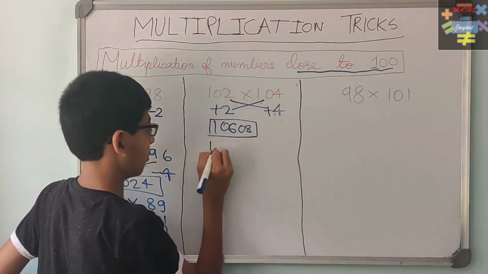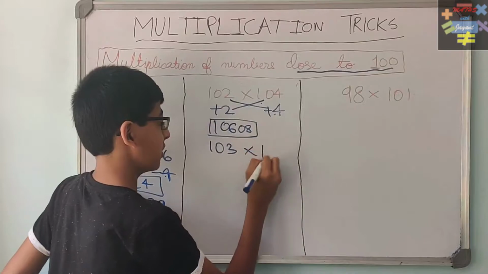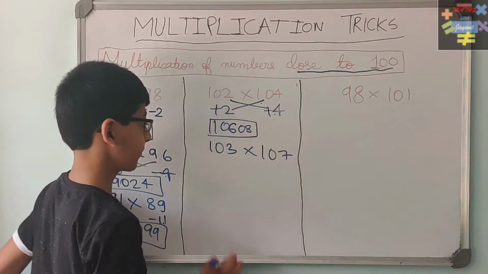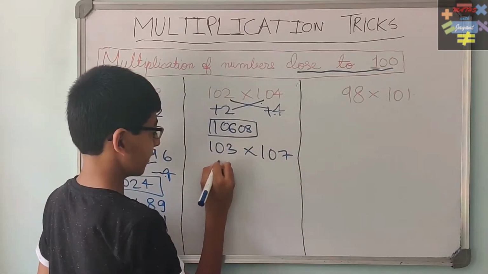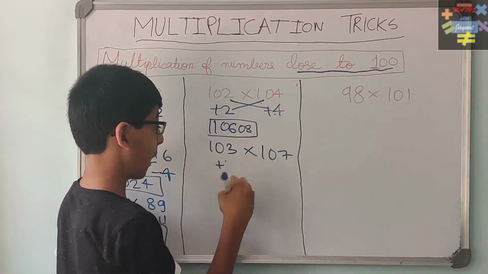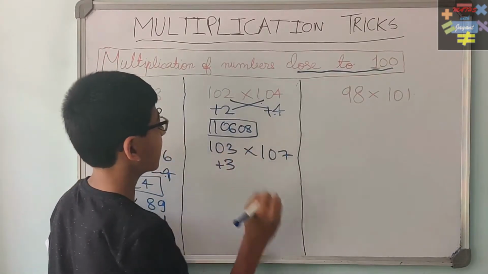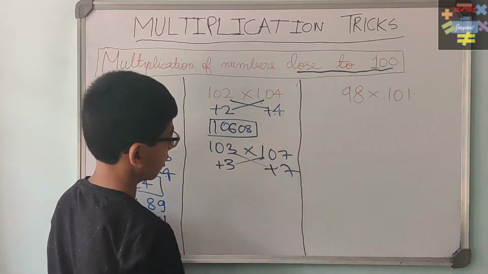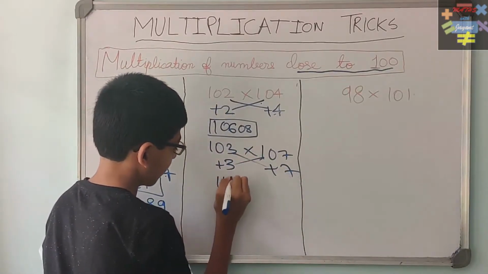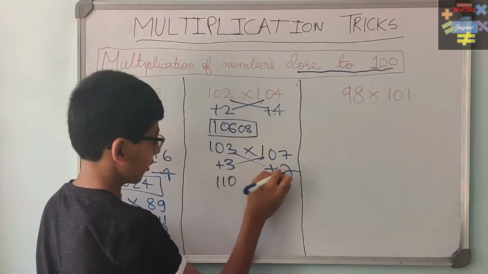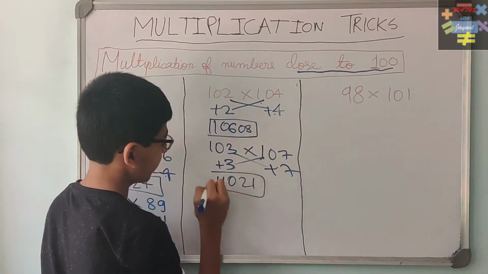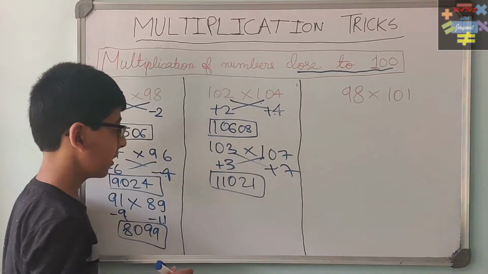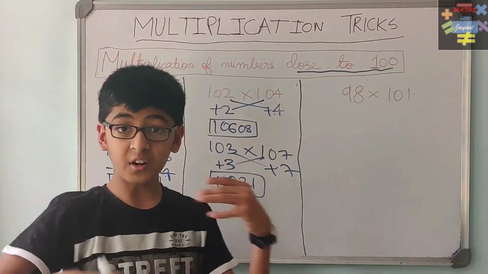Now, let us solve the next question. That is 103 into 107. The first step is to check how much more it is. 103 is 3 more, 107 is 7 more. Second step, cross addition. 103 plus 7 gives us 110, and 3 into 7 gives us 21. 11,021.